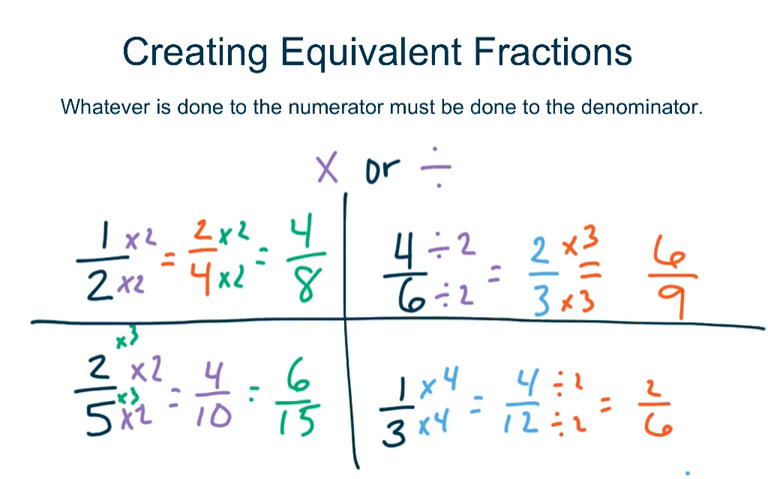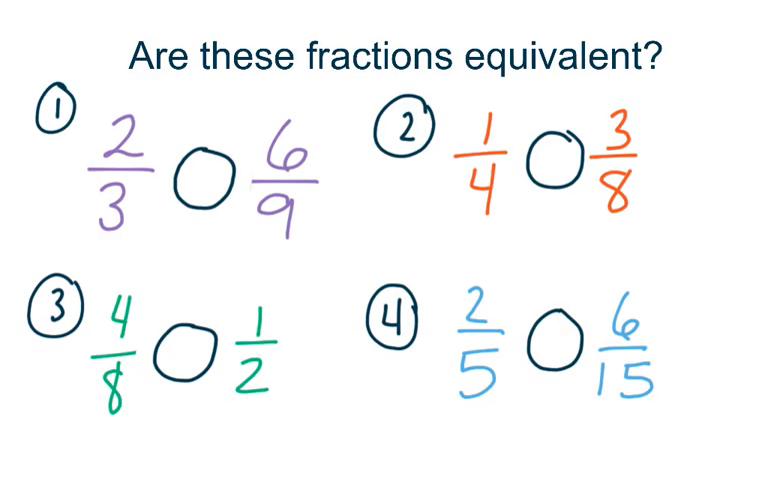We have one last thing to look at today. Here we have some fractions, and I want you to tell me, are these fractions equivalent or not? Yes or no. In order to find this out, you're going to multiply your numerator and denominator by the same amount and see if you can get the other fraction, or you could divide. Figure out what works best for you and tell me, are these fractions equivalent or not?